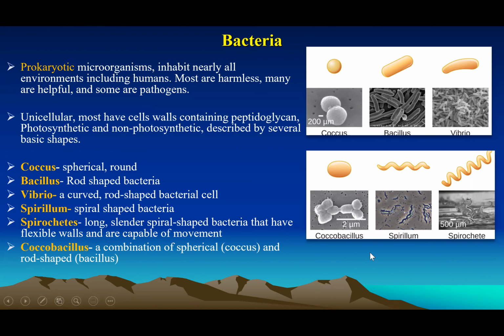So we identify bacteria and classify them depending on their shape, coccus, bacillus, and so forth. And another thing to remember is that they have a very unique cell wall containing peptidoglycan. It's a type of carbohydrate.